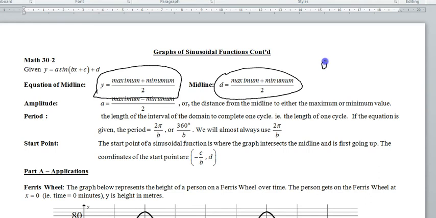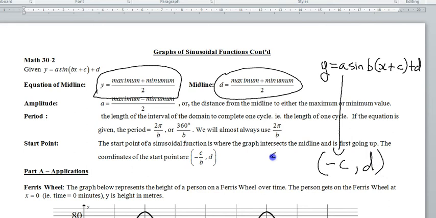And one other thing, if the equation is given in this form, and they do this at some points in the book, so if they take the b and put it in front of the brackets, then in this case, the start point will be negative c comma d. Okay, so the start point. If it's written in this form, y equals a sine b bracket x plus c plus d, then the start point is negative c comma d.